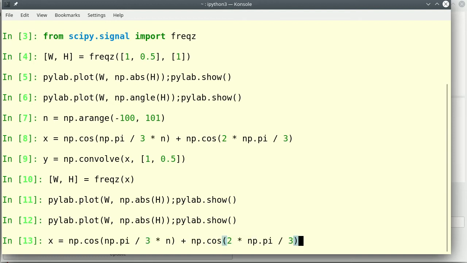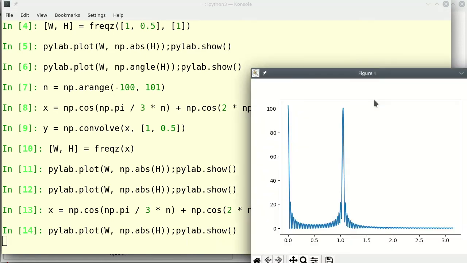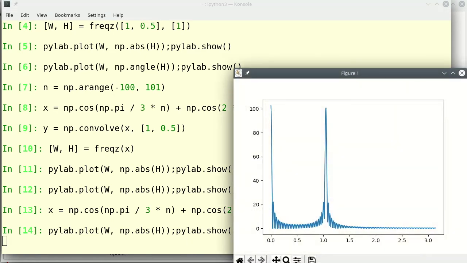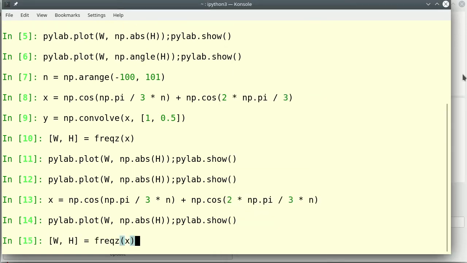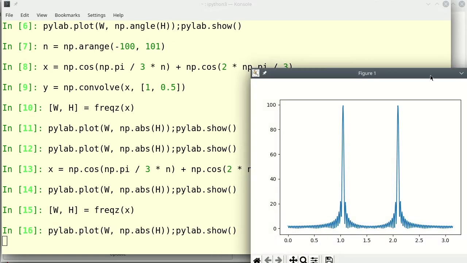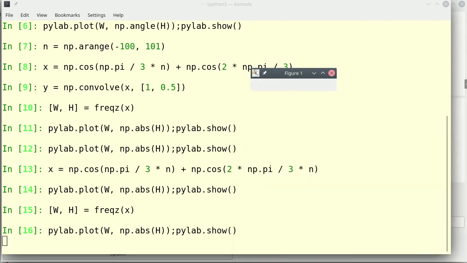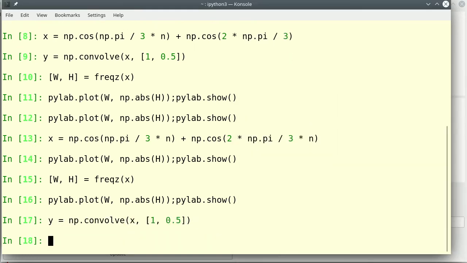Oh, I'm sorry, I made a mistake. Yeah, there should be an n here. So yeah, and then I need to find the DTFT again, and you can now see that there's a peak around pi by 3, peak around 2 pi by 3. This is the input. I got the output, and let's now get the frequency response of the output.